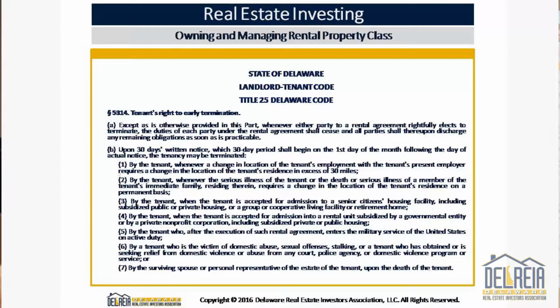So this is the tenant's right to early termination. As a landlord, you'll become familiar with this list because people who want to break their lease in the middle will try their best to fit into these scenarios. A fake letter from a fictitious employer who's having them move 30 miles away. So they can leave with 30 days notice if the tenant's employment with their present employer requires a change in excess of 30 miles. A serious illness of a member of the tenant's immediate family. So you look at this list and just know that they're going to read the list, and if they want to get out, they're going to try it. So you just need to try to make sure it's legit.